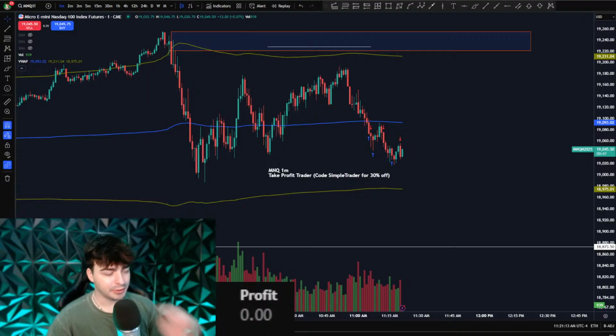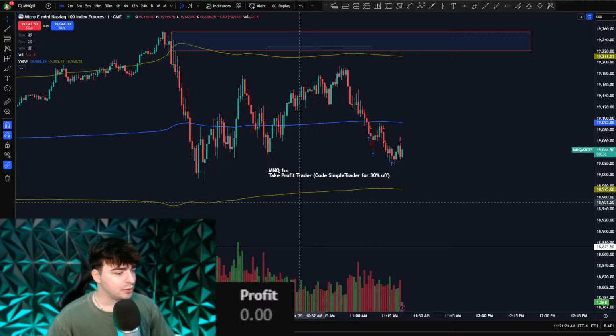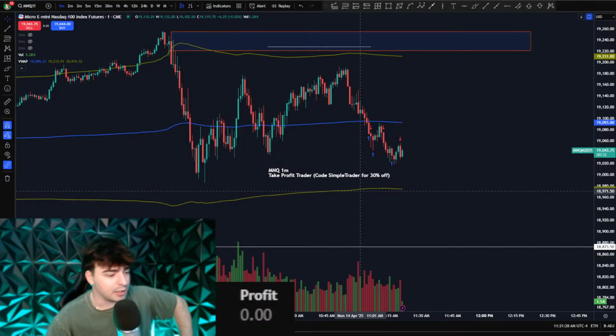How much money do you need to start trading? So, it depends on whether you're trading prop or if you're trading your personal accounts. The great thing about prop firm trading is that you can start trading with very little money, like $100.